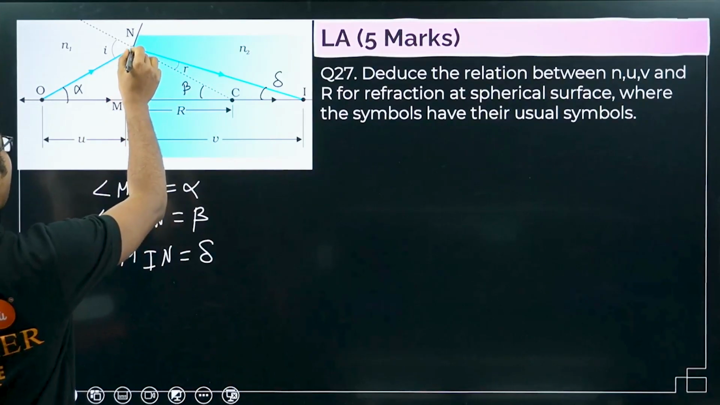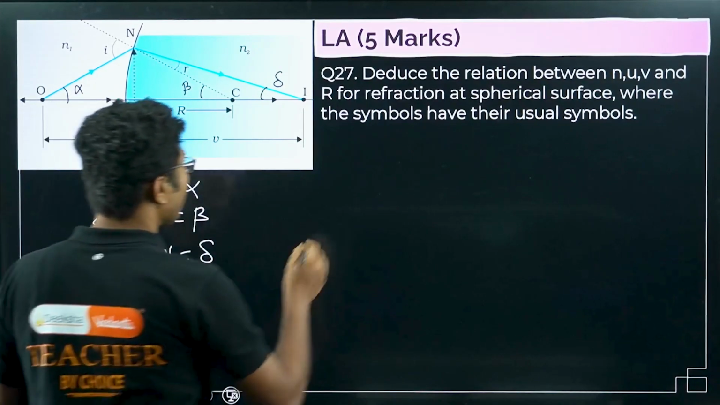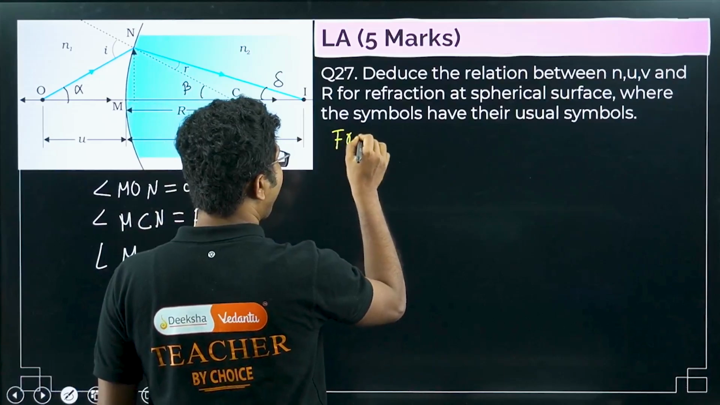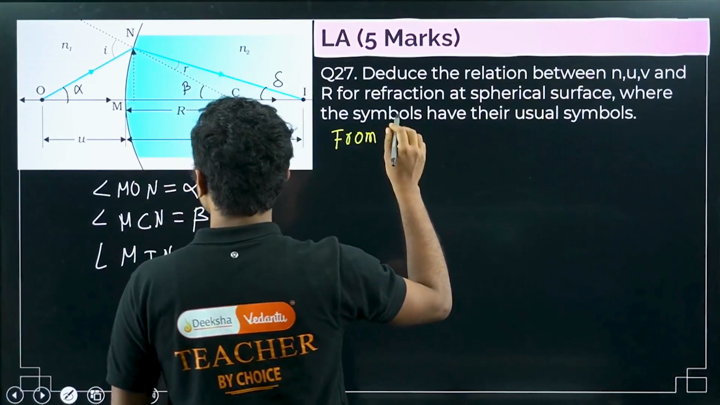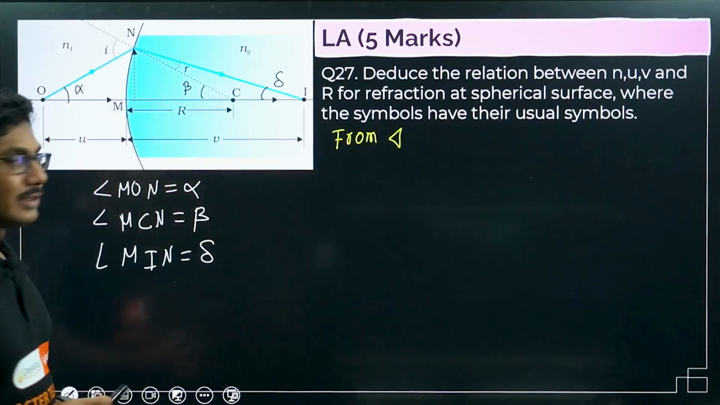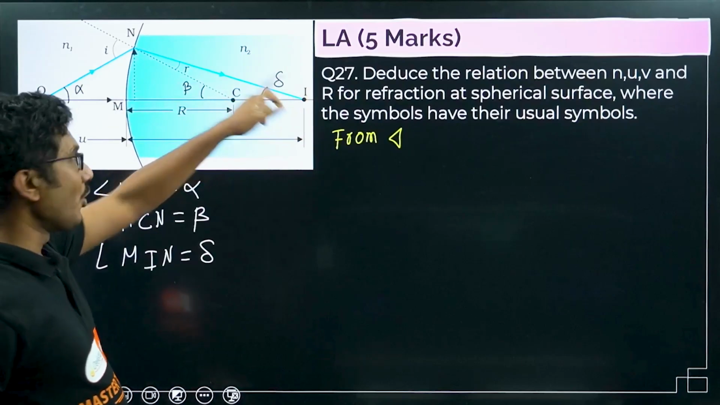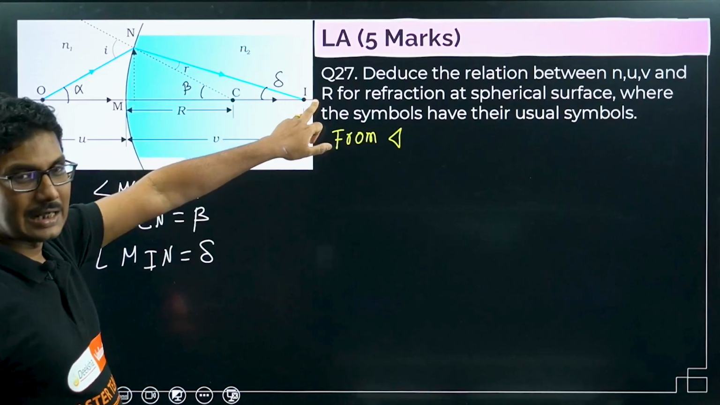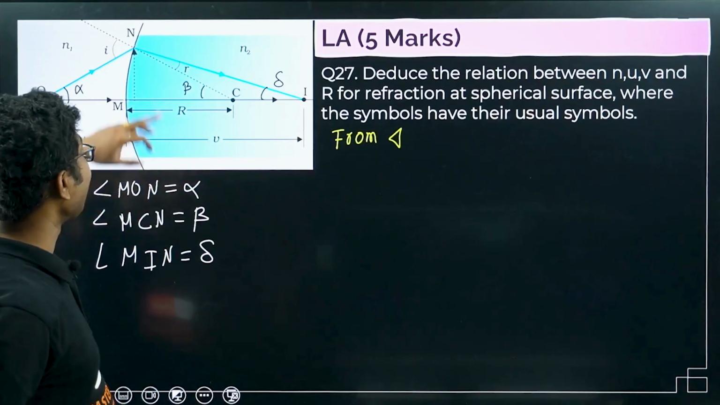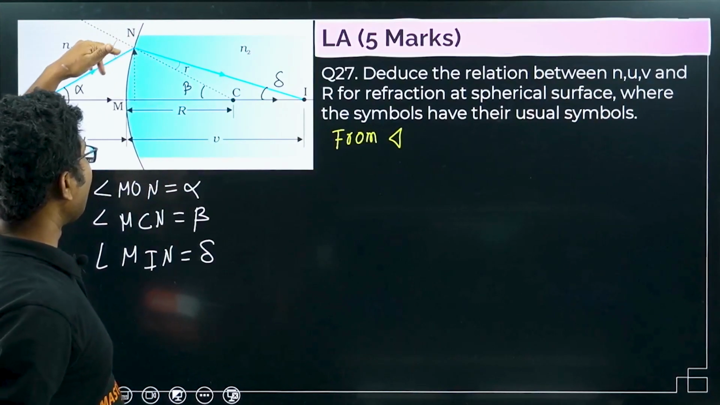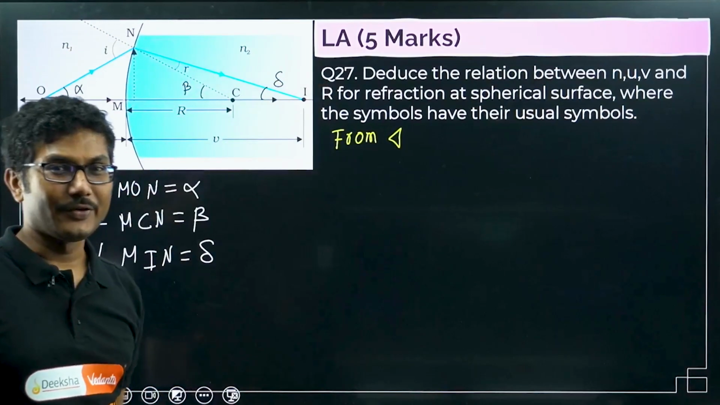First we will use the triangle NOM. What is this? First of all, let me explain the diagram first. This is the object, this is the image. O stands for object, I stands for image, M stands for the medium through which it is refracting, N is a ray of light, ON is the incident light, and NI is the refracted ray.